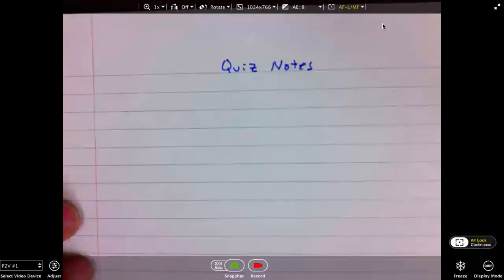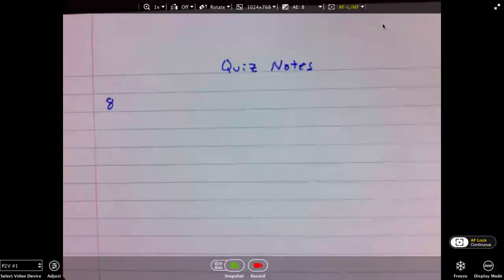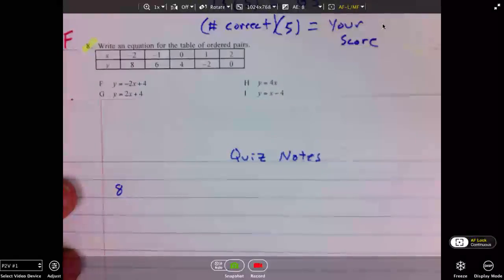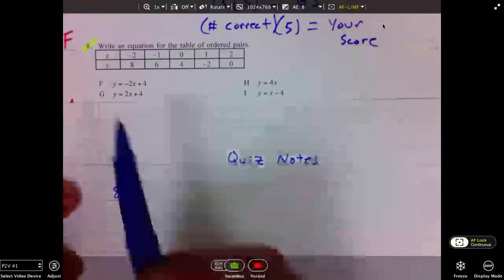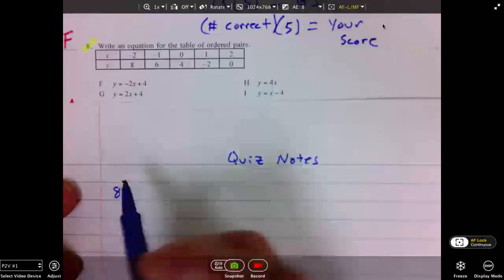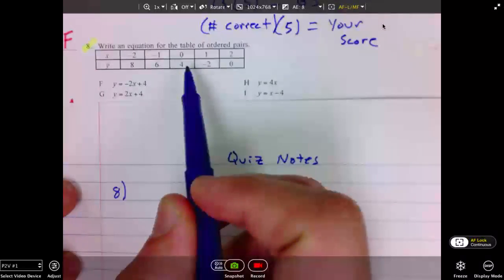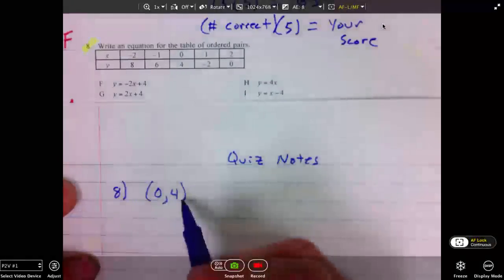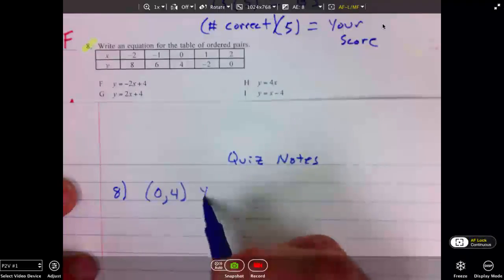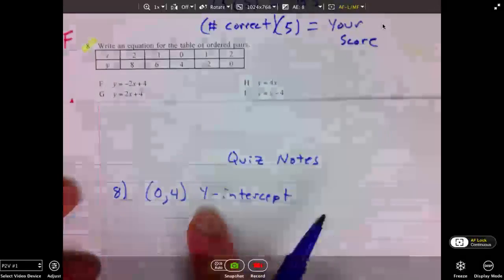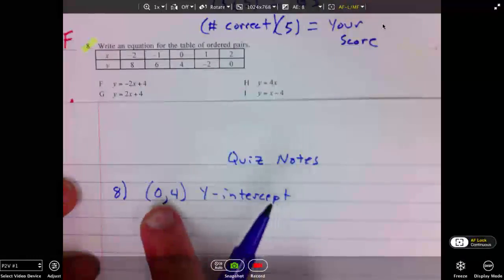Alright, the first problem we're going to look at is number 8. Number 8 gives us a table and asks us to find the correct equation. I'm going to look at a particular point. I'll notice on the table that 0 pairs with 4: 0 for x and 4 for y. You may remember from class, but this is a special point. This is the y-intercept. The y-intercept is the value when x is equal to 0.